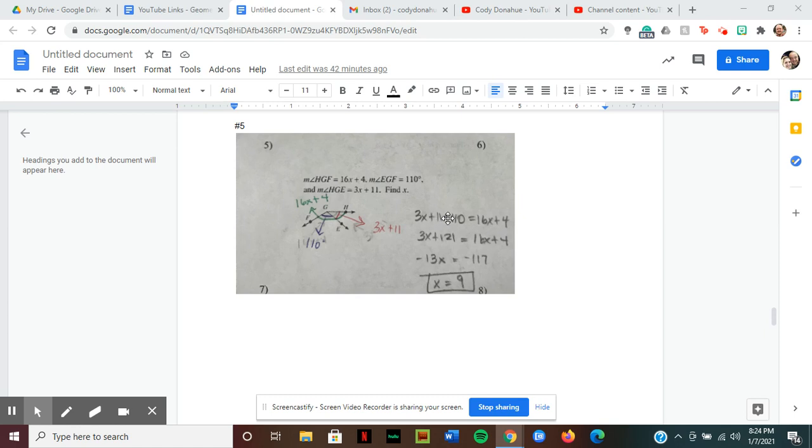So I take the 11 and the 110 and add them together. So I have 3x plus 121 is equal to 16x plus 4. I take my 16x and subtract it over here. 3x minus 16x will give me negative 13x. I take my 121 and subtract it over here. So 4 minus 121 will give me negative 117. And so lastly, I divide both sides by negative 13, and I'll get that x is equal to 9.